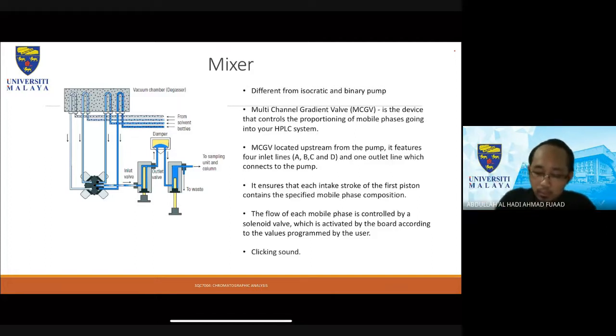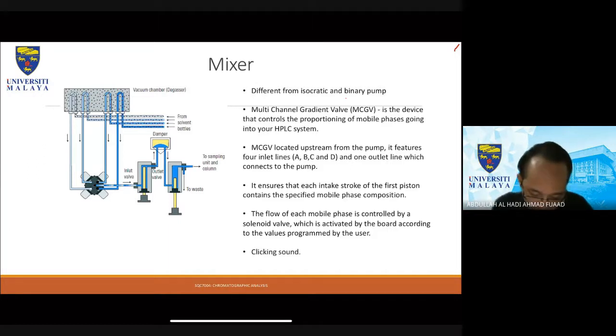Okay. And in contrast to a binary pump, where you have 2 pumps and then a mixer in the middle, so you can actually mix them together, the mixer here is when you have a single pump with a tandem piston system. Okay, so multi-channel gradient valve, MCGV, is the device that controls the proportion of mobile phase going into your system.